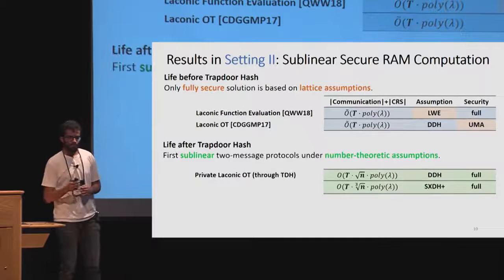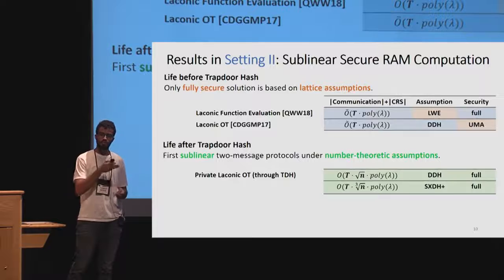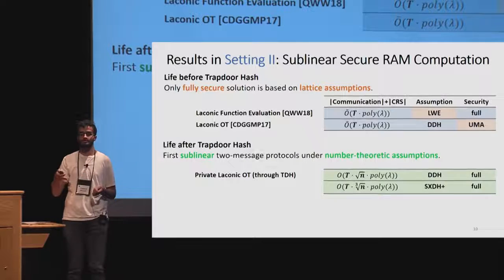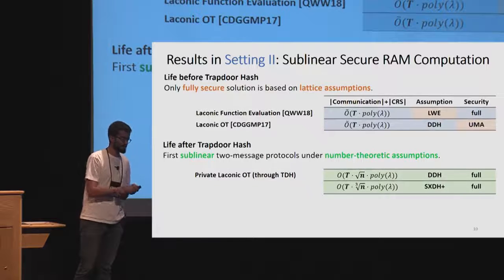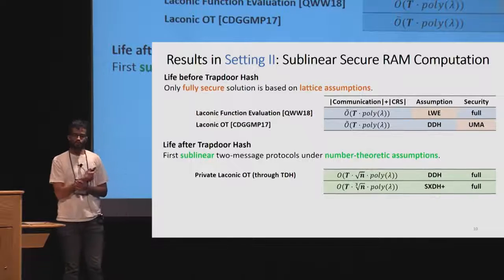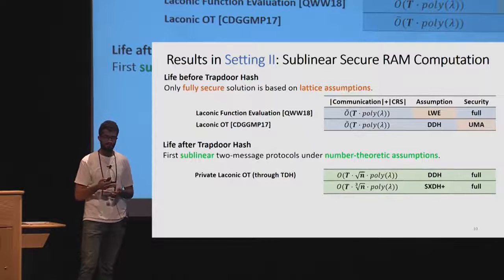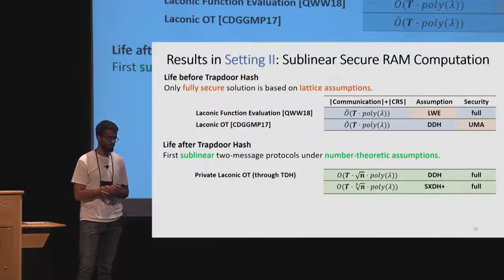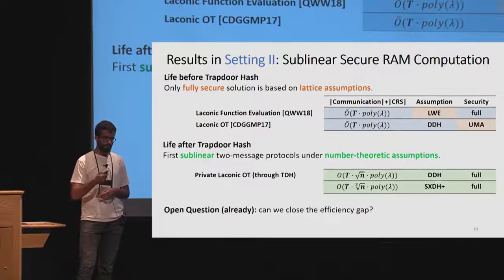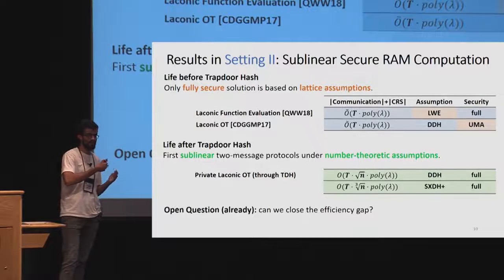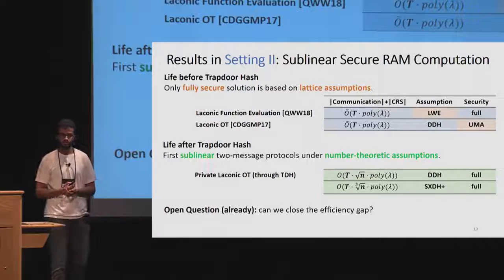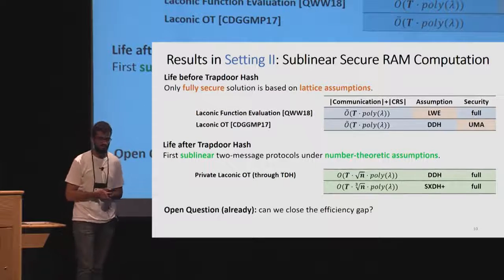So using trapdoor hash, we get the first fully secure solution with sublinear communication and security based on number theoretic assumptions. In particular, using something we call private laconic OT, we get a protocol with communication complexity proportional to T times square root n under the DDH assumption. And if we want to use bilinear groups with pairings, then we could reduce that to cube root of n. And I'm already going to give you an open question: whether we can close this efficiency gap between lattice-based solutions and solutions based on assumptions like the DDH assumption.